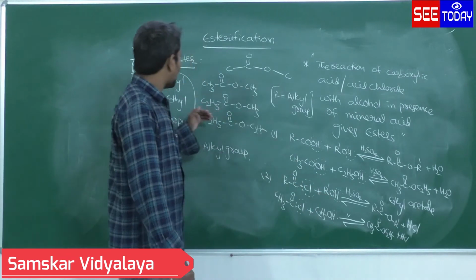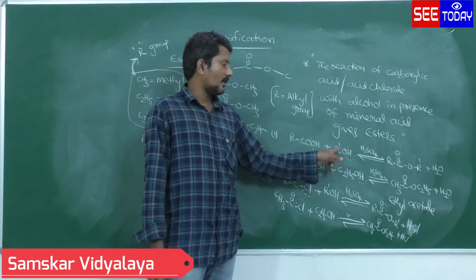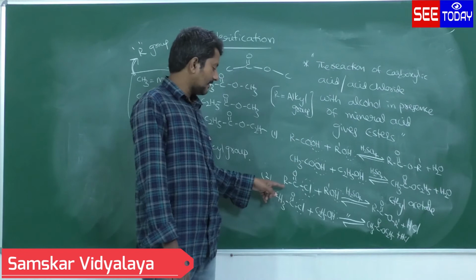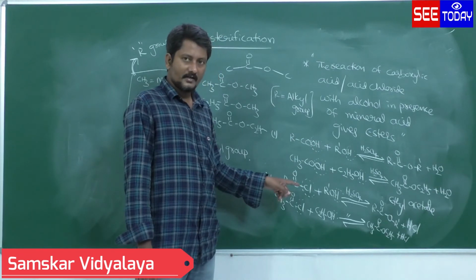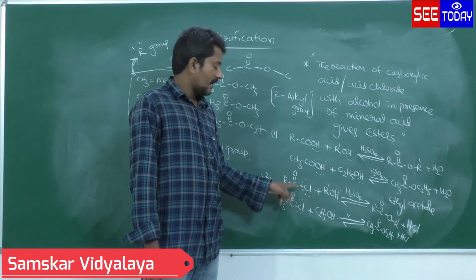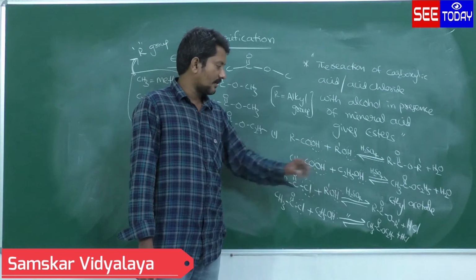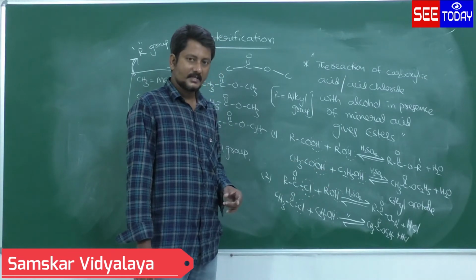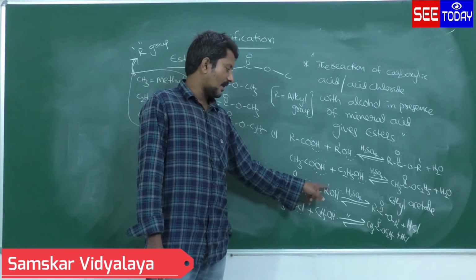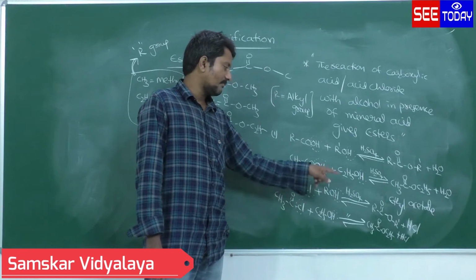See how the esters are prepared. The reaction of a carboxylic acid with alcohol in the presence of a mineral acid will give an ester. That is one method. The second method is the reaction of an acid chloride. What is an acid chloride? RC(=O)Cl is an acid chloride. An acid chloride reacts with alcohol in the presence of H2SO4 to give esters: RC(=O)Cl plus R1OH in the presence of H2SO4. Loss of HCl will produce the ester.